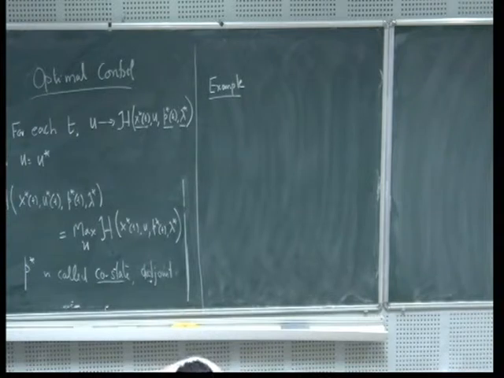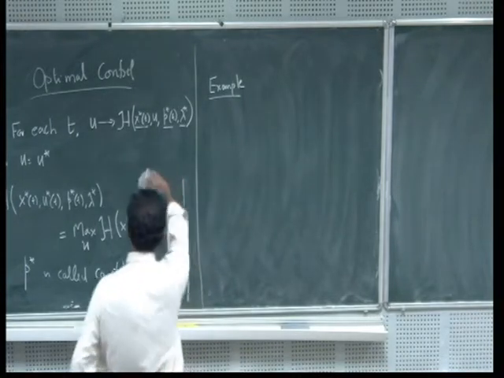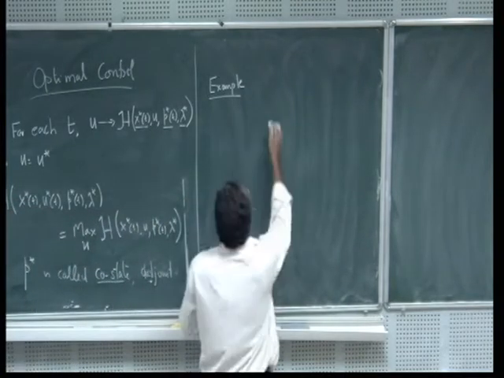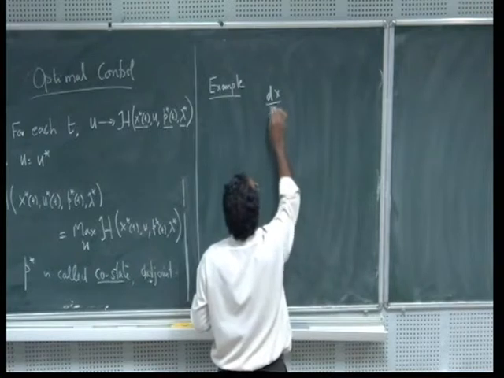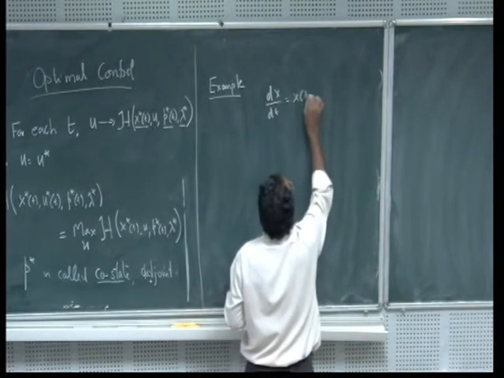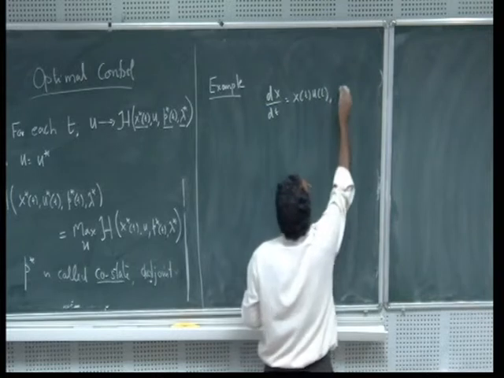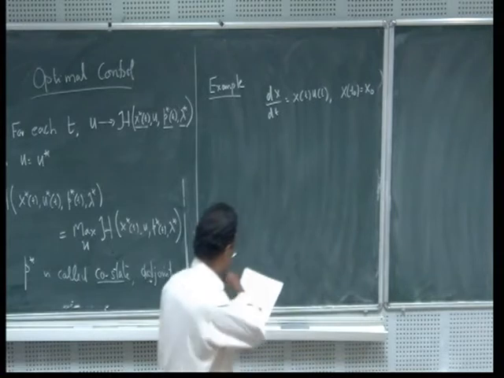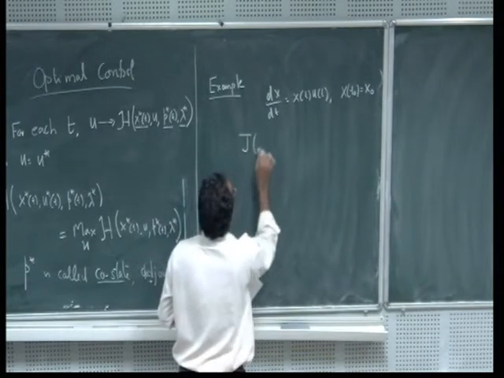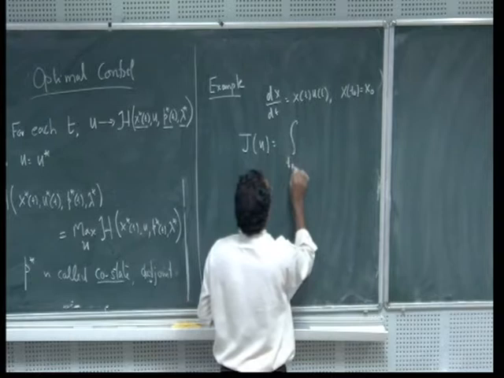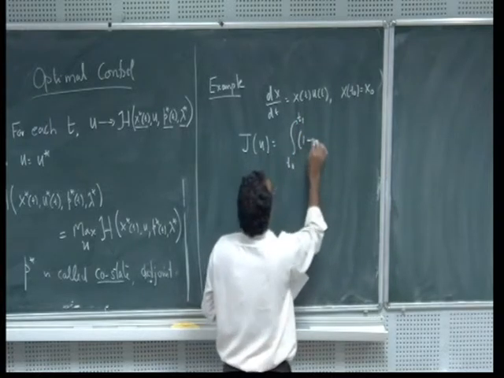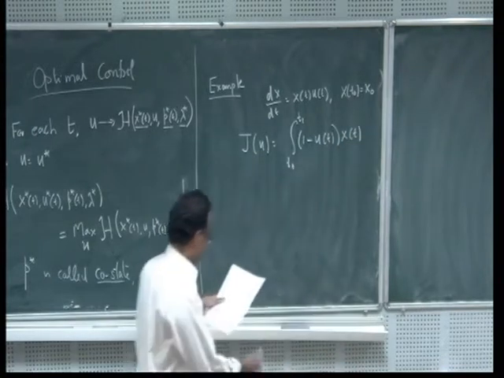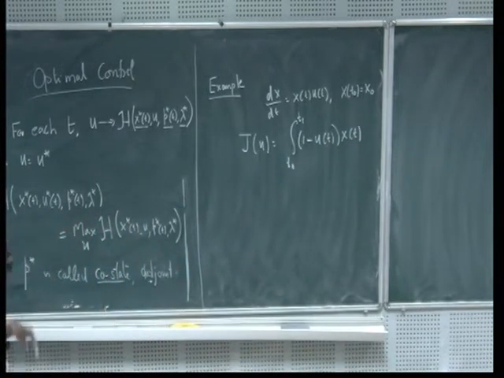Here is a nice example of how the Pontryagin maximum principle can be used to solve the problem completely. Very easy example. dx by dt is equal to x(t) u(t), x at t naught is equal to x naught, with your J(u) equal to the integral from t naught to t1 of (1 minus u(t)) into x(t). Okay. So this also has some physical applications.